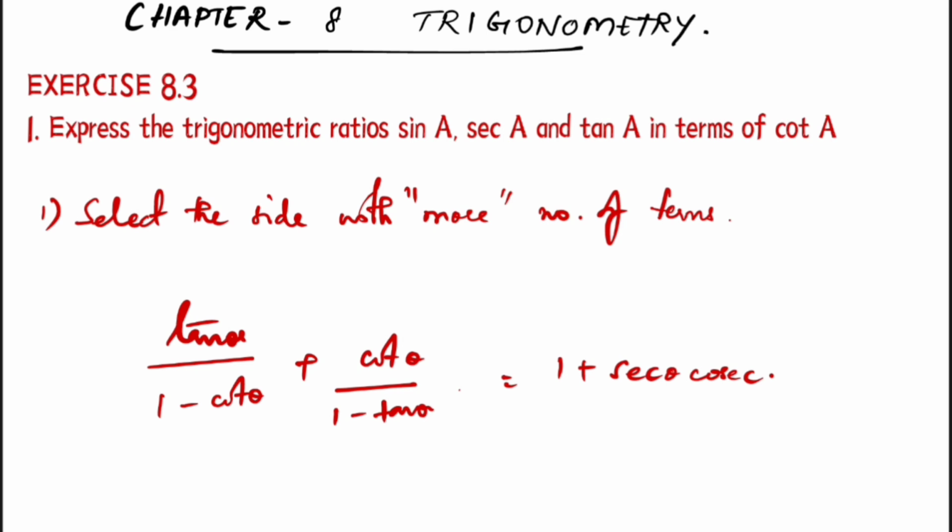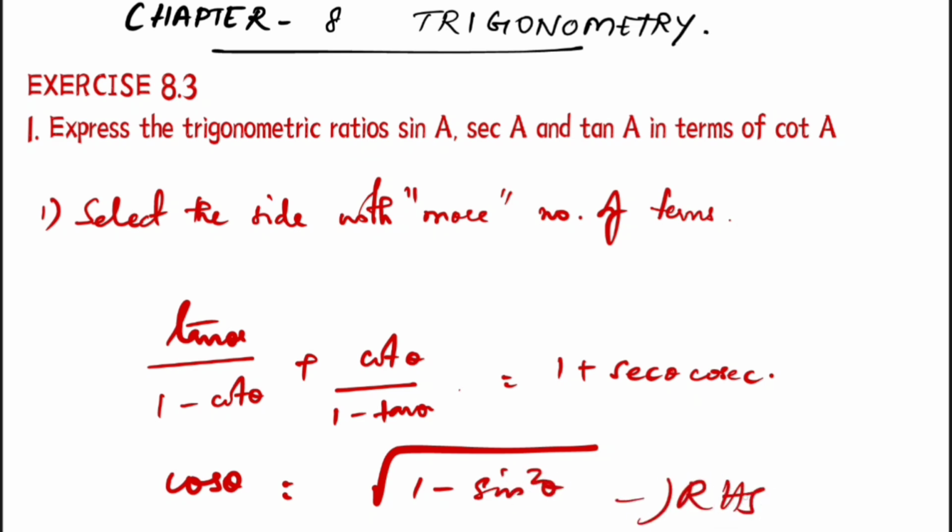Or else, let us take another example, like if we have cos theta is equal to root of 1 minus sine square theta, obviously we have to start from the RHS side. If both sides are complicated, we can do it separately.